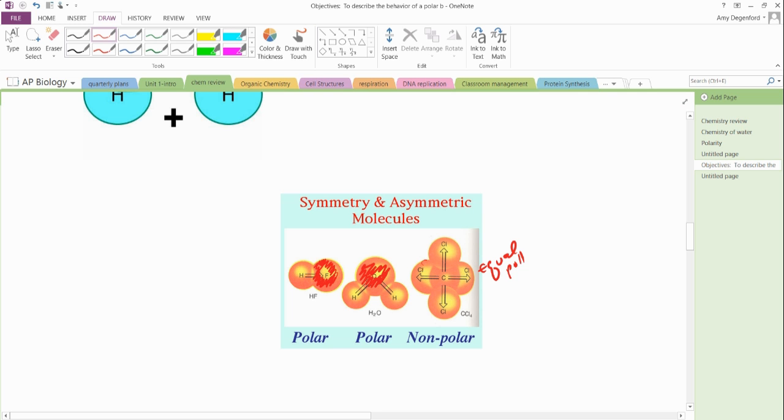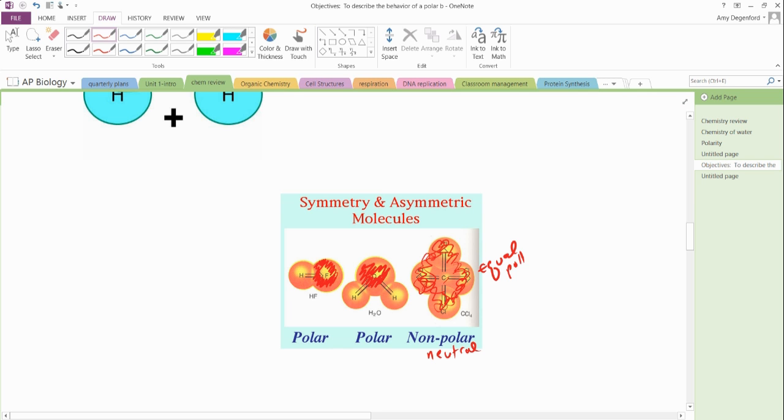But because there's an equal pull, there's no one place where I would shade with my red more than another place. And so that spreads the charges apart. So this is nonpolar. What that means is this has no partial charges. It tends to be very neutral.